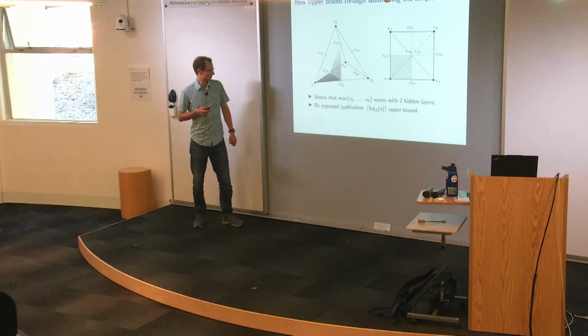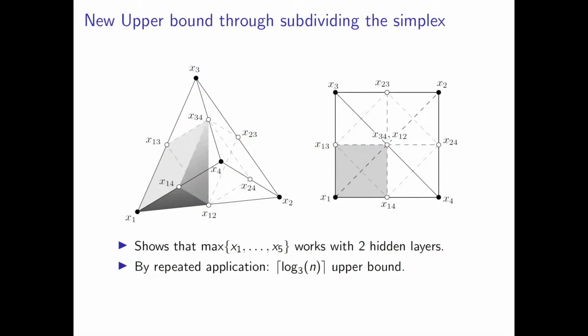Yeah, that's the intuition. And as I said, this geometric intuition helps you to represent a maximum of 5 numbers with 2 hidden layers. And then the logarithm to the base 3 bound can be obtained by not only repeatedly doing this, but also stacking: you do this locally many times, and then you repeat this local procedure many times. So this is a kind of double stacking, and then you get the logarithm to the base 3 as a general upper bound. Okay. That would be everything about the depth part.